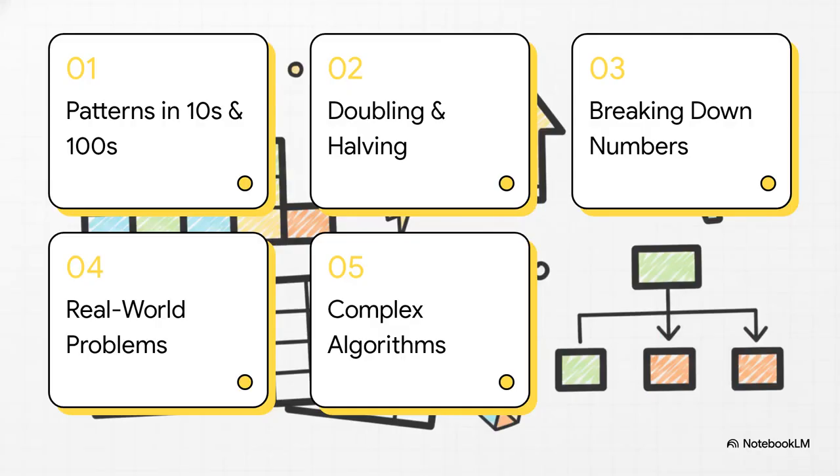All right, here's our game plan for this explainer. 1. Patterns in tens and 100s. 2. Doubling and halving. 3. Breaking down methods. 4. Real-world problems. And finally, number 5, complex algorithms.